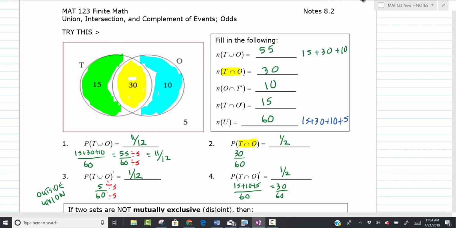Okay, so it's basically this. It's everything outside of the intersection. The intersection is 30. All right, what's outside of that is 15, 10, and 5. So if you add 15, 10, and 5, you get 30 out of 60, so it's 1/2. Okay, so that's how you make that determination on that one then. All right, so hopefully that went okay for you. Pause the video anytime you need to.